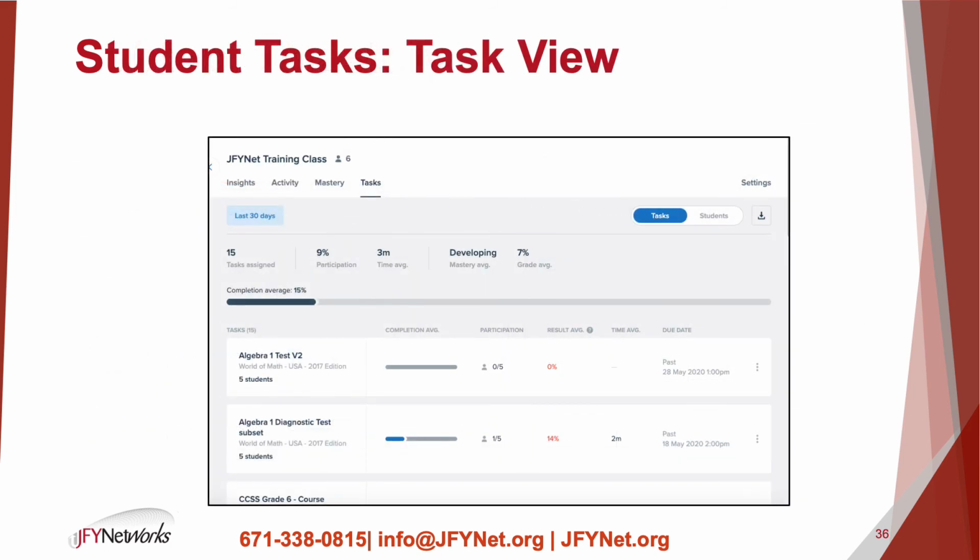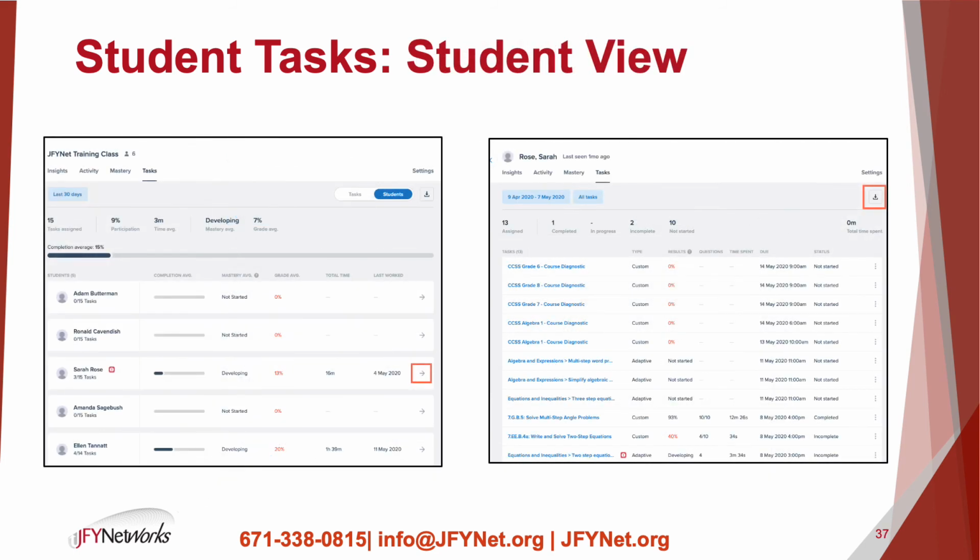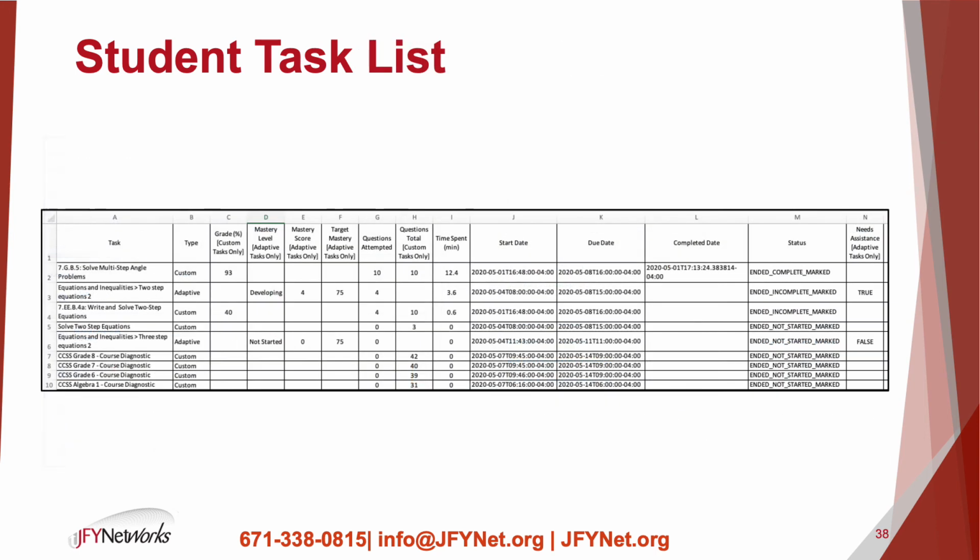The Tasks window displays a list of tasks for a given time period, the number assigned, the participation rate, the average time spent, the mastery average, and the grade average. Switching to the student view, you will see how each student is performing on the task in a given time period. By clicking on the arrow to the far right of the student's name, you will see how that student performed on each task. You can download this data by clicking on the download icon on the top right. This is an example of a student task list.